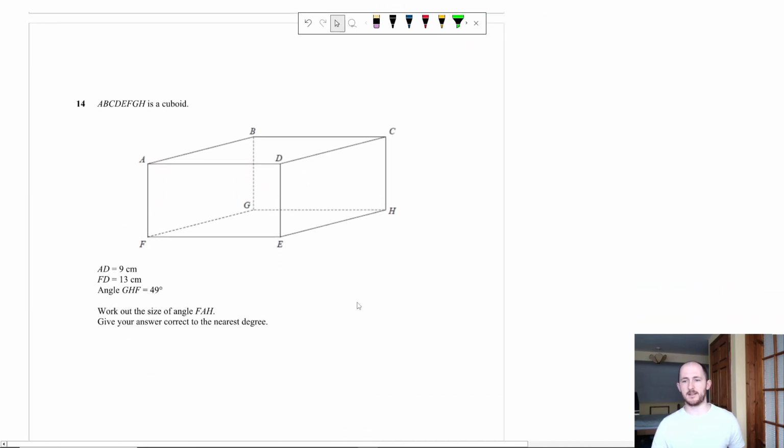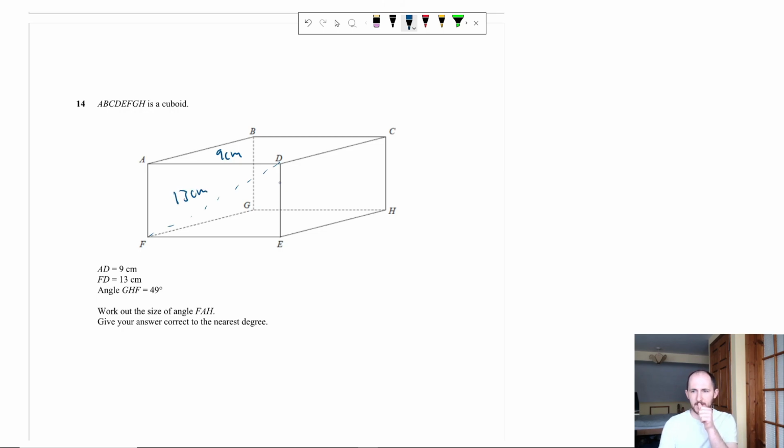Oh great, 3D trig, everyone's favourite. Okay, so this is a cuboid, which means the opposite sides are going to be the same height and width. Okay, cool. It also means it's symmetrical down the middles and the diagonals as well. So let's write this out. So A to D is 9. F to D, so this diagonal here, is 13 centimeters.